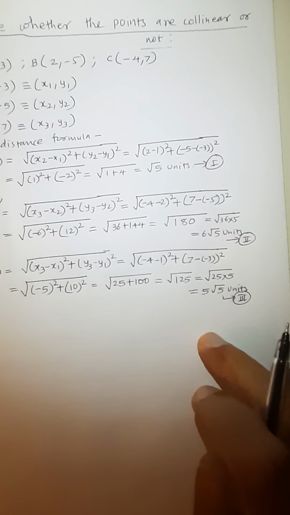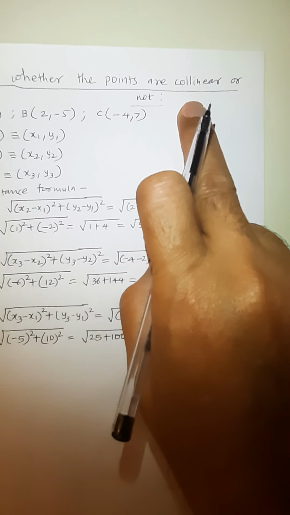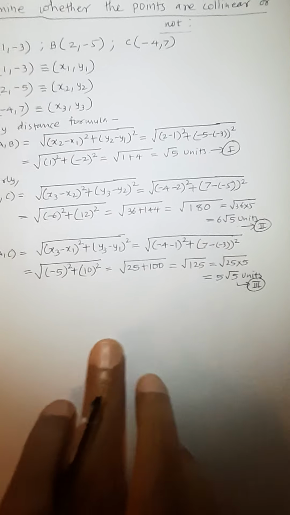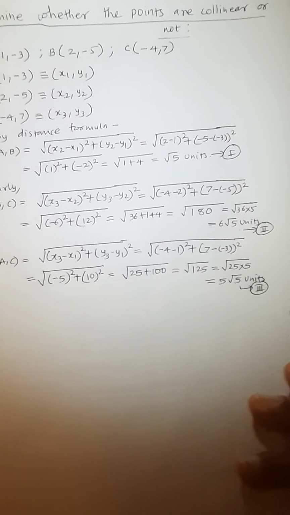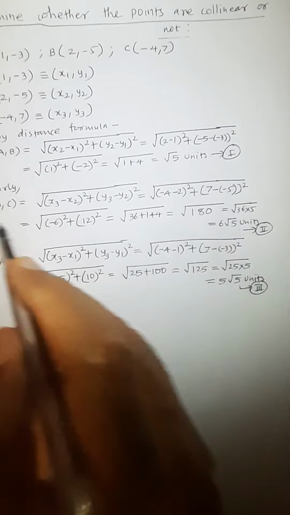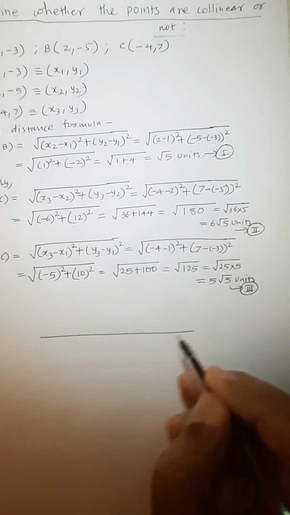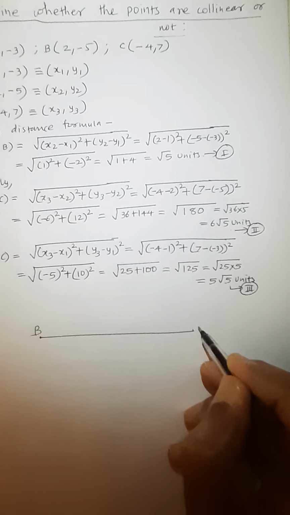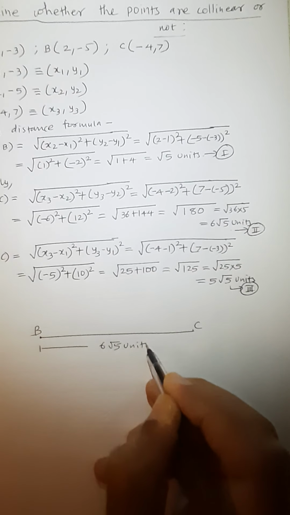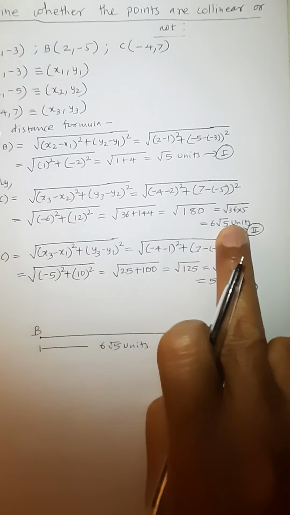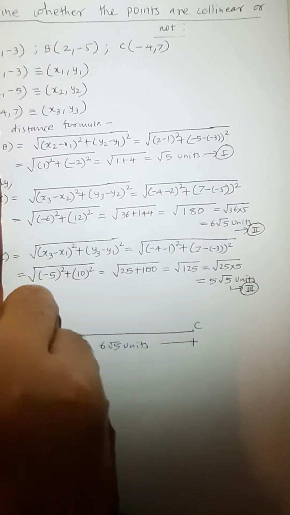Now how will these three distances help us find whether the points are collinear or not? We studied in the 9th standard that if the 3 points are collinear, we look at the biggest distance. This is the biggest distance, the distance between the points B and C. So let us take the biggest distance BC as 6 root 5 units. Understand? Is it 6 root 5? Yes, so BC is 6 root 5 units. And now distance AB is root 5 units.